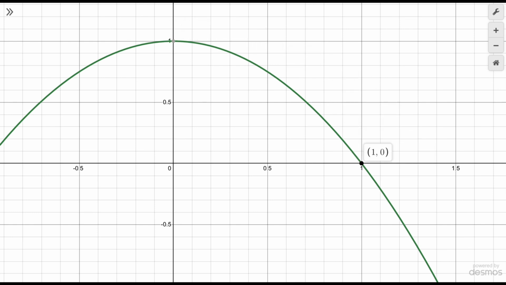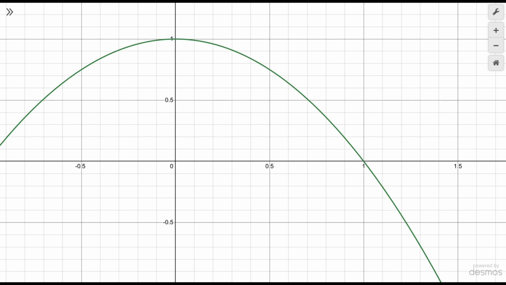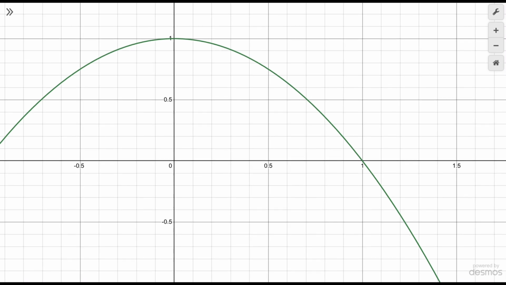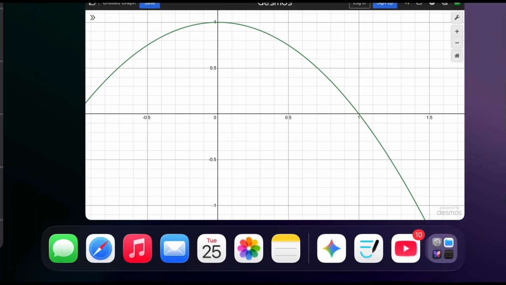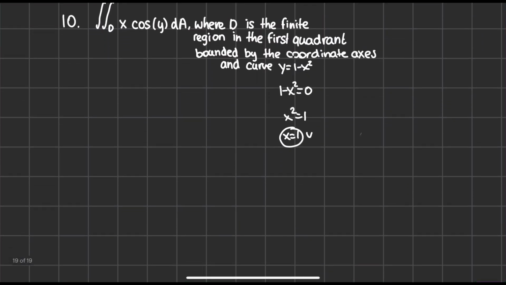And the right side, we always go from left to right, right? So this is our upper bound for dx. And obviously our lower bound would be 0, because if you go back to the question, it says the region is bounded by the coordinate axes and the curve. So let's just write it down.